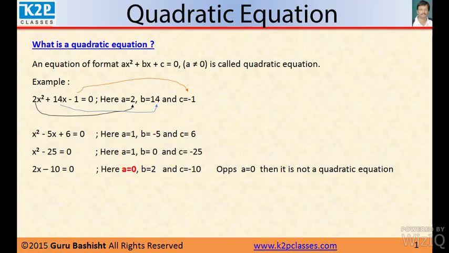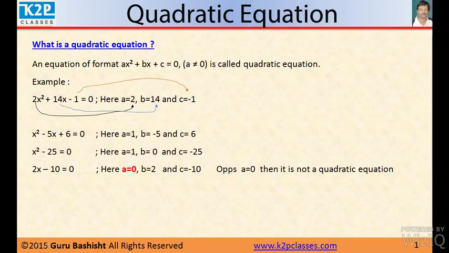We can take a few more examples. x square minus 5x plus 6 equal to 0. Here a equal to 1, b equal to minus 5, and c equal to 6. x square minus 25 equal to 0. We can see there is no x in this quadratic equation. So b is 0, a is 1, and c equal to minus 25.